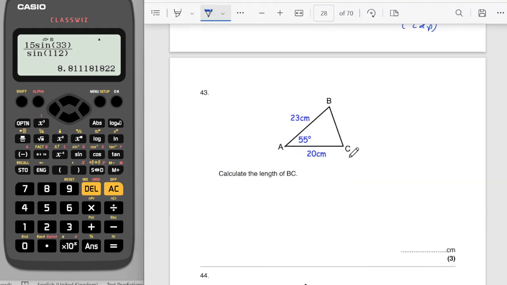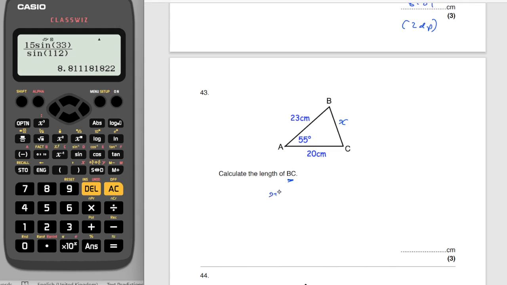Okay, question 43. Again, we're still sticking with the topic of advanced trig, or trig for non-right angled triangles. Calculate the length of BC. So I'm going to call that x for now, and we're going to be using the cosine rule here. So in effect, x squared is going to be equal to 23 squared plus 20 squared minus 2 lots of 23 times by 20 cos of the angle.